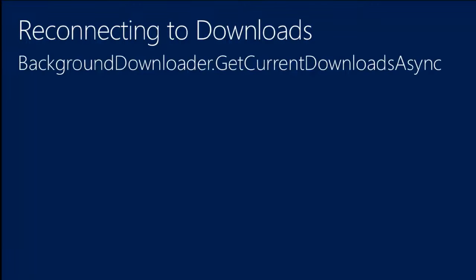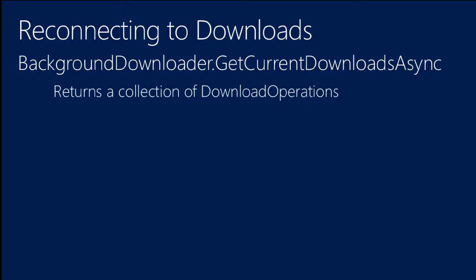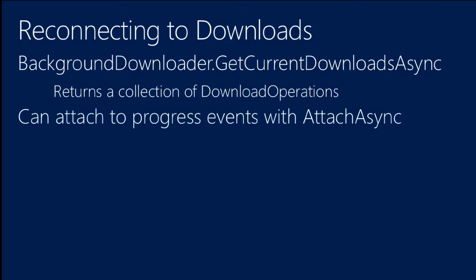If your app is suspended or terminated, and you come back and you want to reconnect and find out where everything's at, there is a get current downloads async, so you can get a collection of all the downloads that are registered for your app. Then there's an attach call, so you reattach it, reactivate all the events, and you can progress as normal. And it will give you everything that's updated. So if it's downloaded an extra 20% over the time that you've been suspended, you'll get that notification.